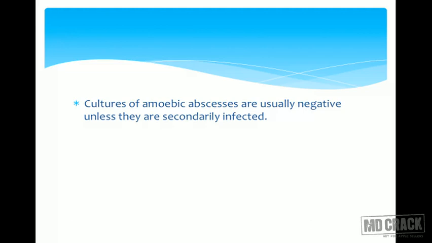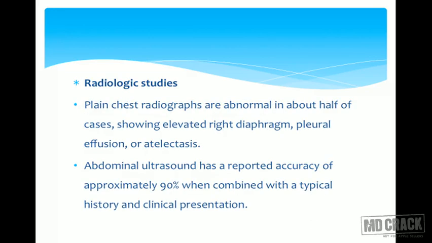So typically if you send pus, it won't show trophozoites. But sometimes if the periphery from the abscesses is taken, it may show trophozoites in the abscess. Radiological studies will show the following things.